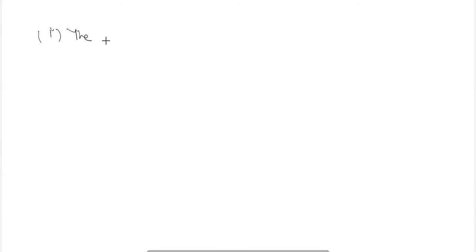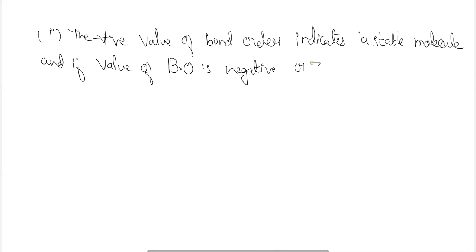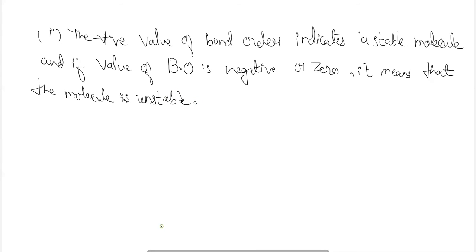First, a positive value of bond order indicates a stable molecule, and if the value of bond order is negative or 0, it means that the molecule is unstable.